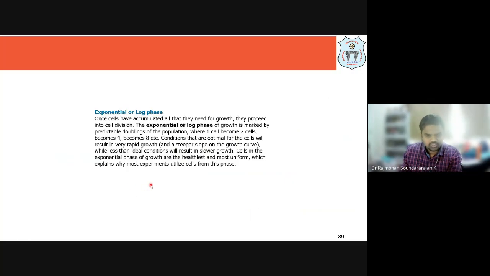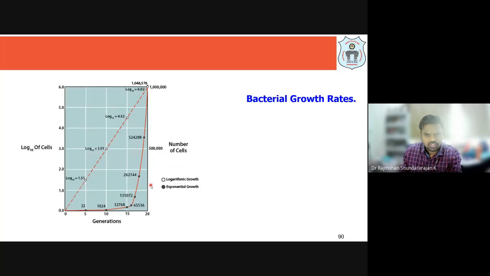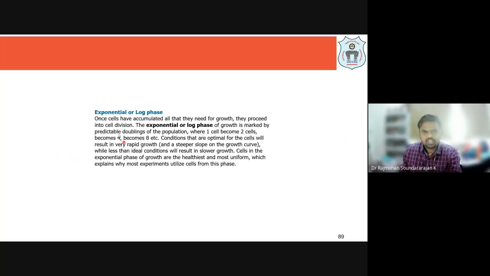So the next phase is the log phase or exponential phase. What is the exponential phase or log phase? Once the cells have accumulated all that they need, the lag phase is done. It's like preparation is done, ready to go. So this exponential phase takes place because they start reproducing.